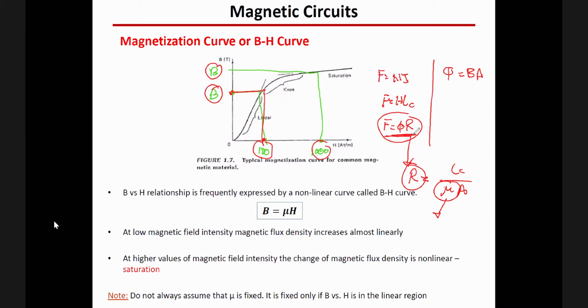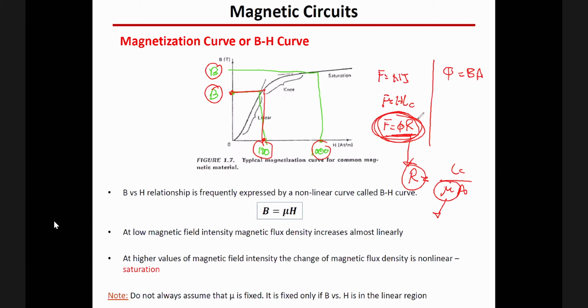So again, what's the conclusion here? Since mu is not constant, the reluctance also is not constant, right? Makes sense, because reluctance relies on mu. So don't take this equation for granted, unless you find the corresponding reluctance for your operating point. And after that, you can use this.